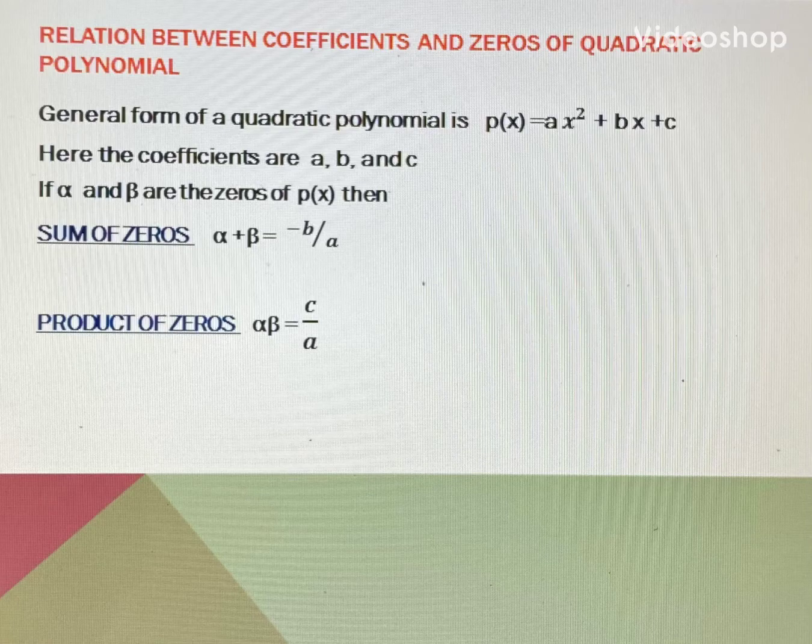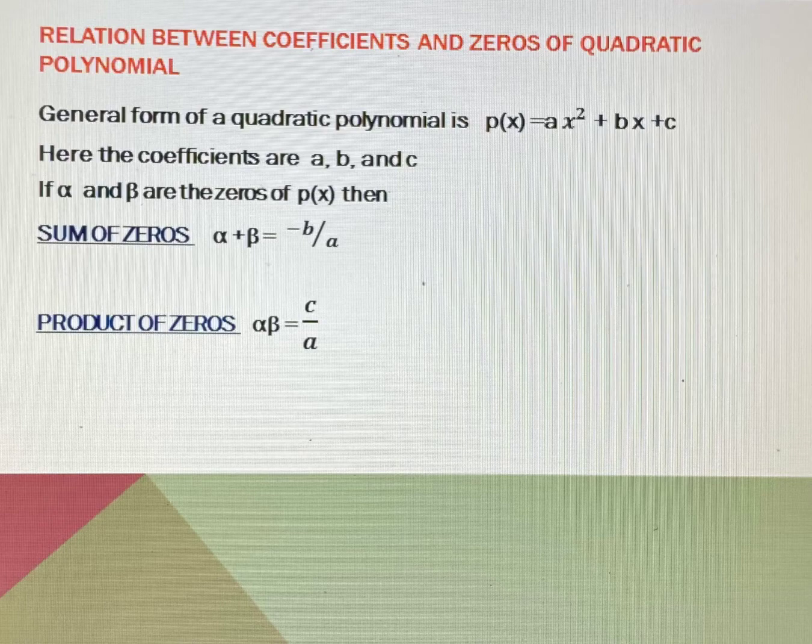Hello students, welcome back. Let us continue with chapter 2 of maths, that is polynomials. The next topic which we are going to study is the relationship between coefficients and the zeros of a quadratic polynomial. First of all, we will consider the general form of a quadratic polynomial, that is p of x is equal to ax square plus bx plus c.